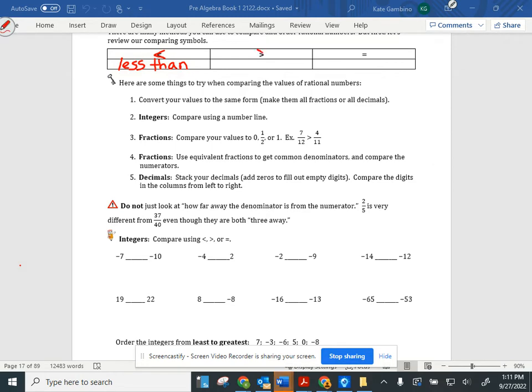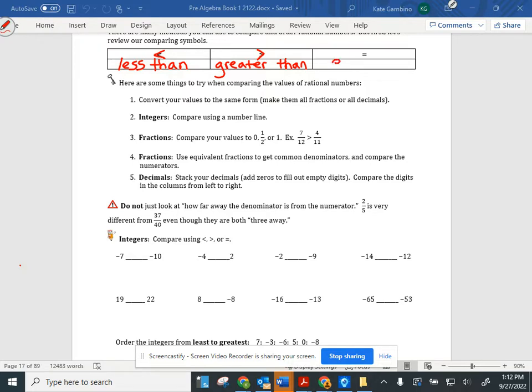So then what does this symbol mean? Audrey, greater than. So it's always going to be the open-ended side gobbling up the bigger number. The open side always wants to eat the bigger number. It wants to gobble it up. But we have to read from left to right. So reading from left to right, if it has the point, it means it's less than. If it has the open-ended side, it means it's getting gobbled up. It is greater than.